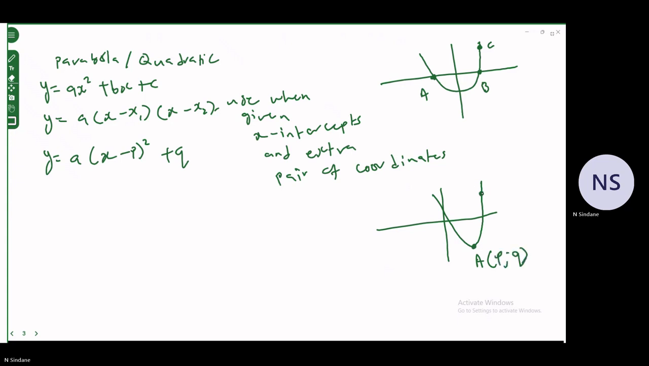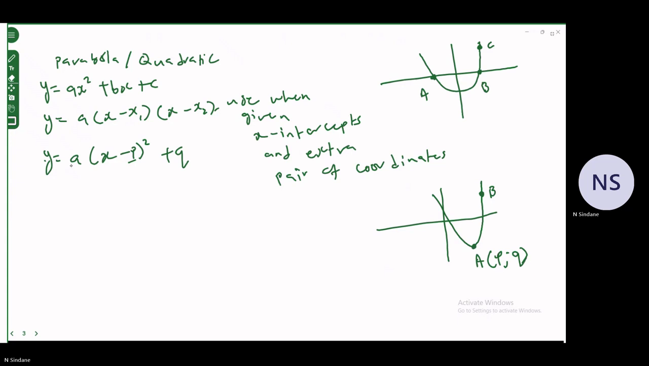You are given the coordinates, and you're also given the coordinates of maybe this point. Say this is b, right? And they gave you those coordinates. So when you have these two coordinates, you can calculate the equation of a quadratic or a parabola, right? You can start by calculating the value of a, because you'll have p and q and these coordinates, which you can substitute for y and x.